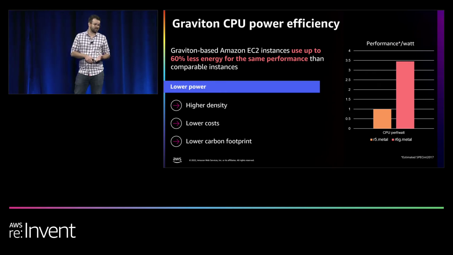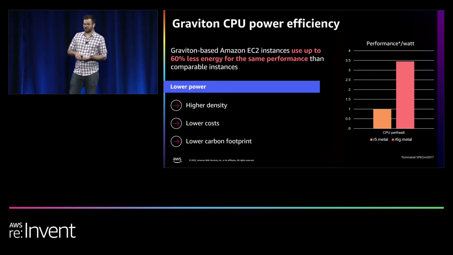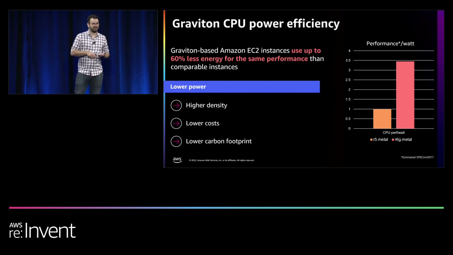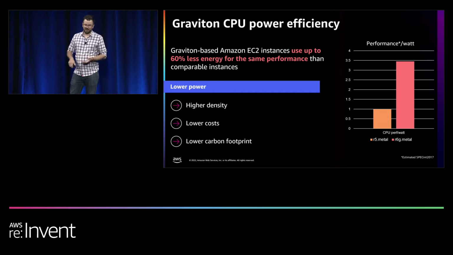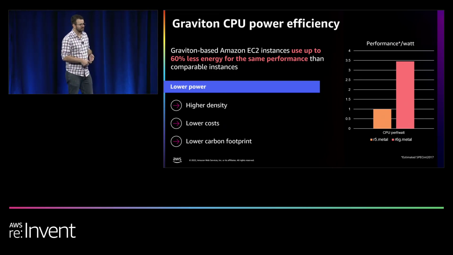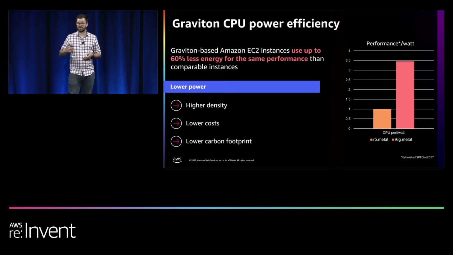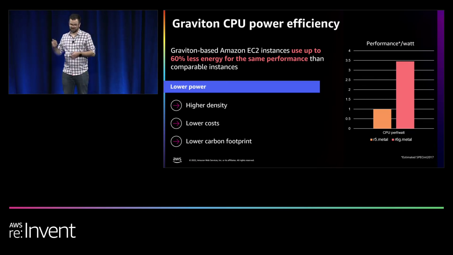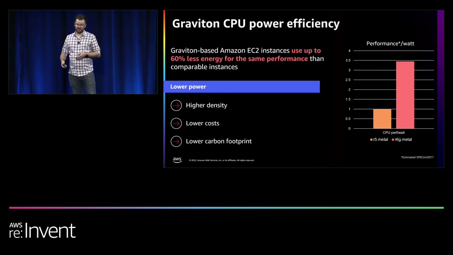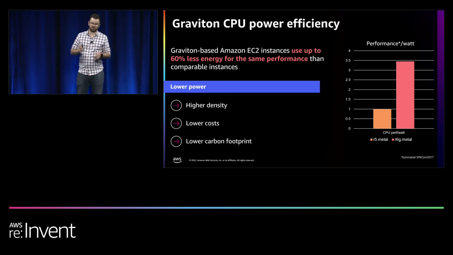This is one of the reasons why we can offer them cheaper, but also why they have less of an impact on the environment. If you're using an ARM-based laptop today, or heck, your phone has had an ARM processor in it for years, you know how amazing the battery life can be, especially with the modern processors. So I'm really excited that we can bring that sort of power efficiency into our data centers with Graviton.